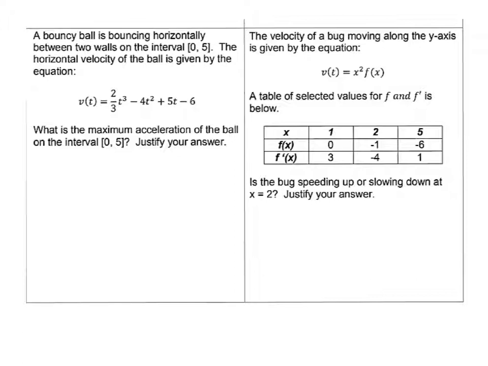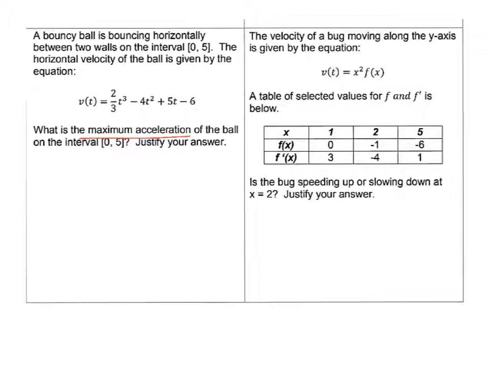In example 3, the bouncy ball problem, a bouncy ball is bouncing horizontally between two walls on the interval 0 to 5. The horizontal velocity of the ball is given by this equation. I want to know the maximum acceleration of the ball on the interval from 0 to 5. So you should be thinking, okay, maximum acceleration, that's my absolute maximum, right? Because it doesn't say the word relative.